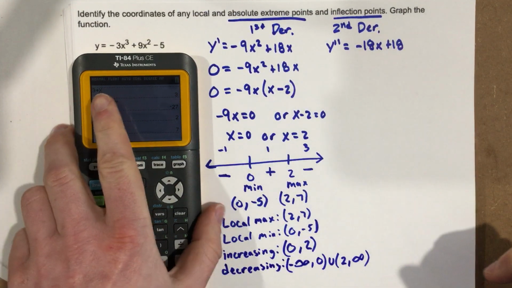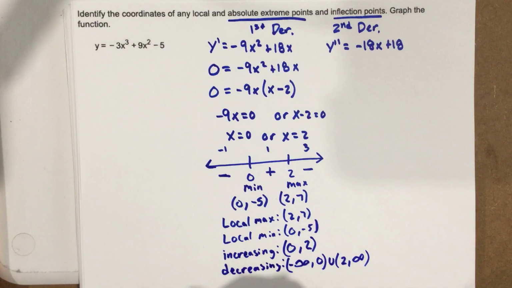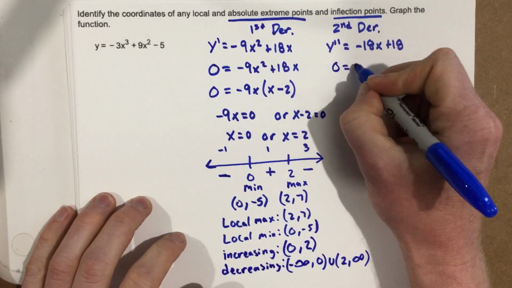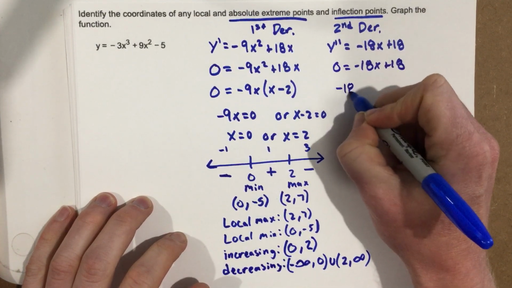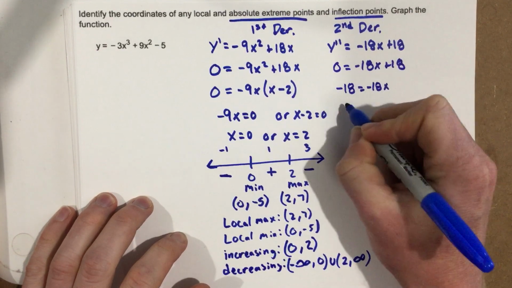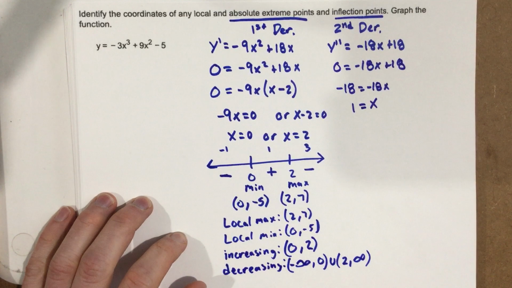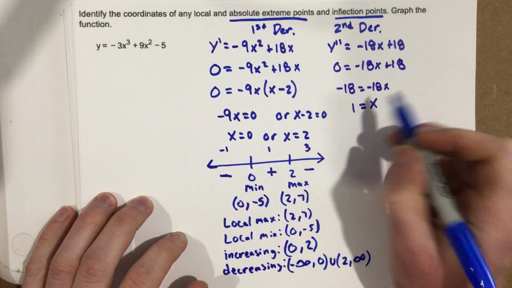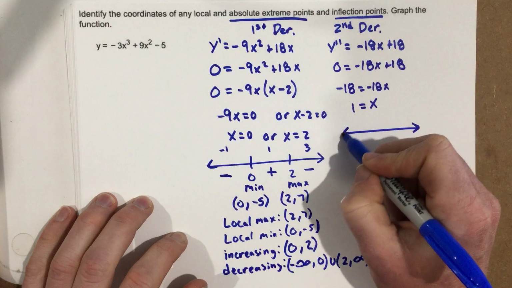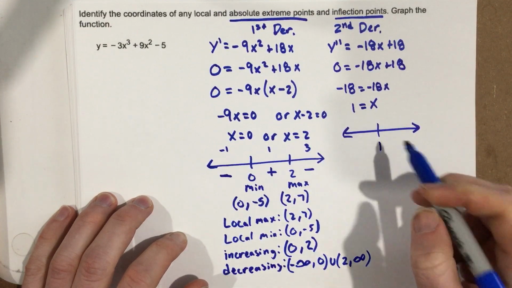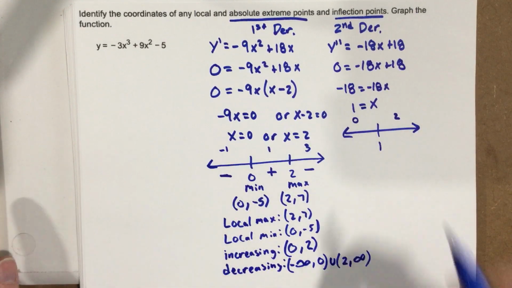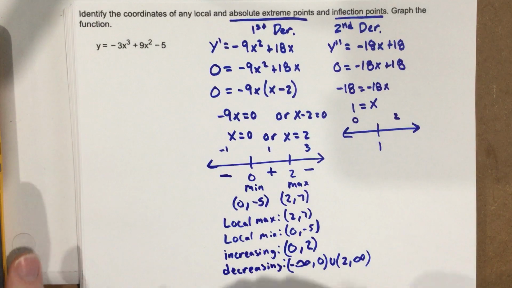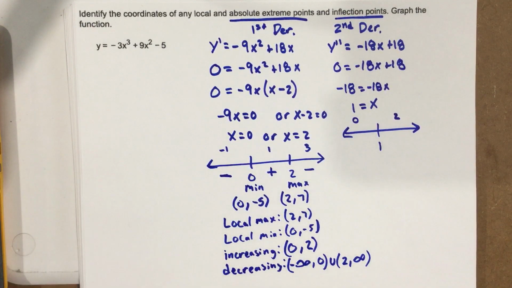Let's go to the inflection points. Well, we know we set the second derivative equal to 0. Subtract the 18, we get -18 equals -18x. Divide by -18, you get 1 is x. So this is our possible inflection point. We don't know if it's an inflection point until we test it. So here's how we test it. We plug in numbers left and right of this. So we're going to plug in 0, we're going to plug in 2. And we want to determine if it changes from positive to negative, so changing concavity, this would be an inflection point. If it doesn't change concavity, not an inflection point.